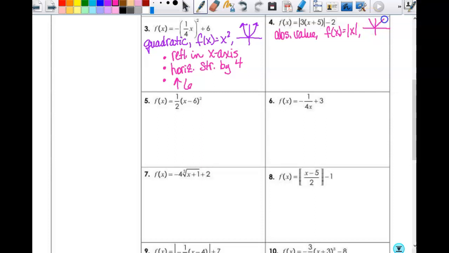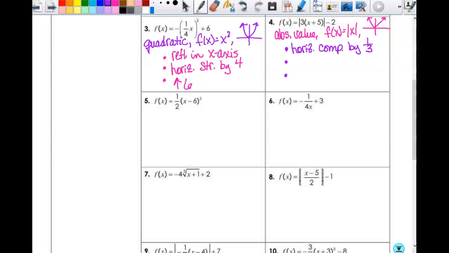Here's our absolute value. All right, and we have, let's see, 1, 2, 3 transformations again. So does the 3 affect x or y? X, which means it is a horizontal what? Compression by 1/3. Because x lies, so we have to take the reciprocal.